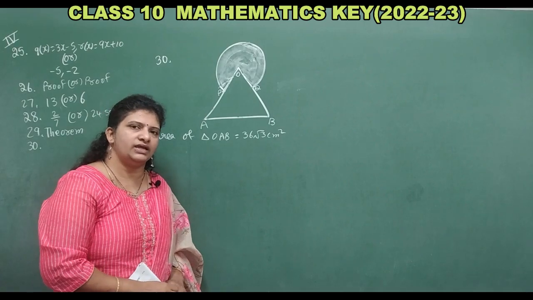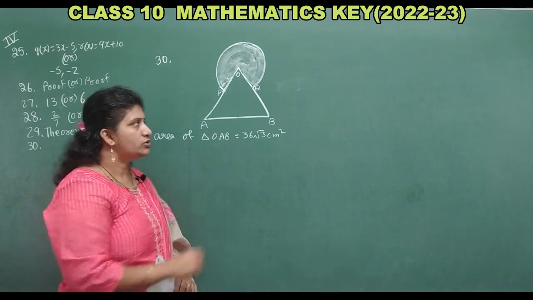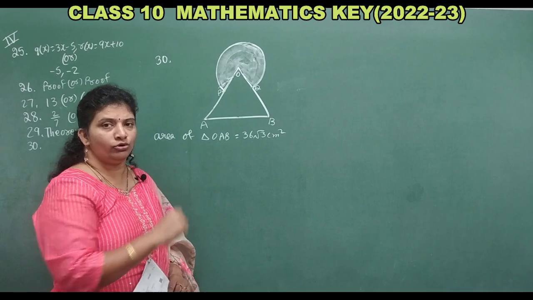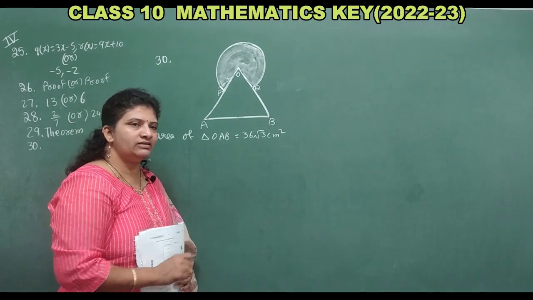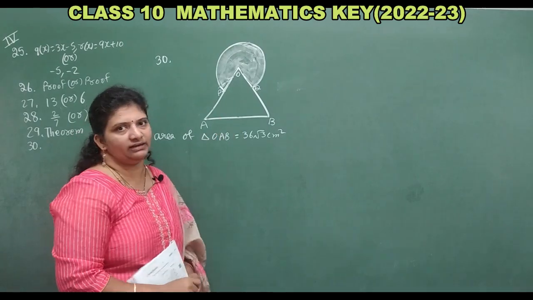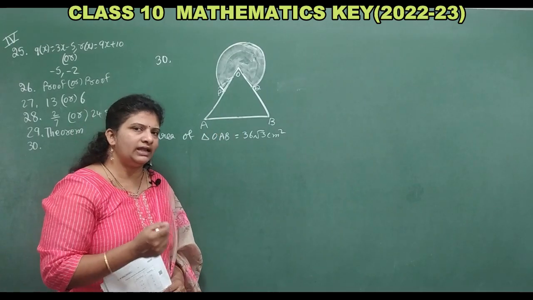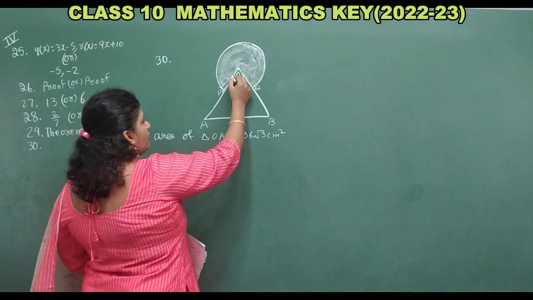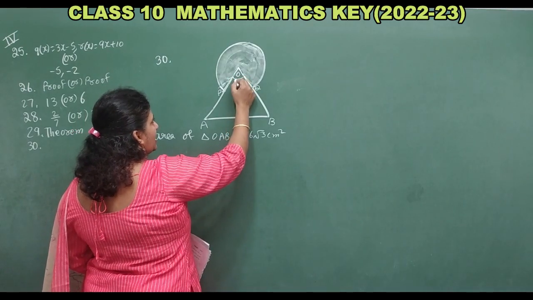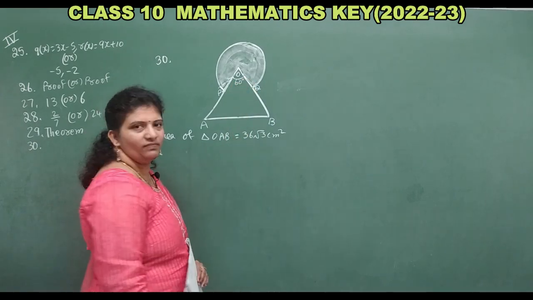Theta by 360 into pi r square. So do you know the radius? Don't know. Do you know the theta value? No. But what is given here, this triangle is an equilateral triangle. Equilateral triangle, we know all angles are equal. That is, the sum of all angles will be 180. Each angle will be 60 degrees.